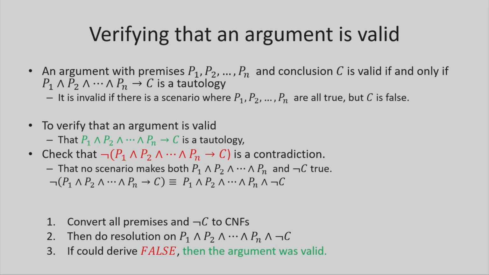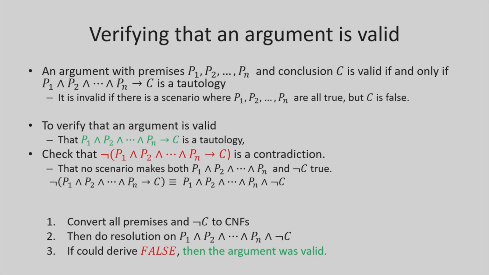And the formula AND of premises implies conclusion is very nice in that respect, because if you negate it, you end up with AND of premises and not conclusion. So as long as all of your premises are CNFs, and you can make your negated conclusion a CNF, you end up with something in this nice CNF form, which you can verify whether it's a contradiction or not by using the resolution refutation, the methods that people use in automated provers.